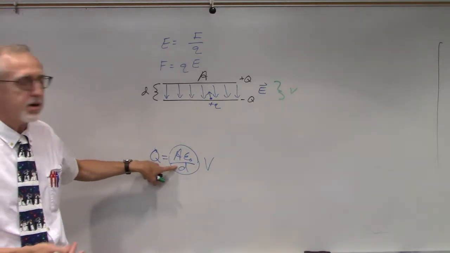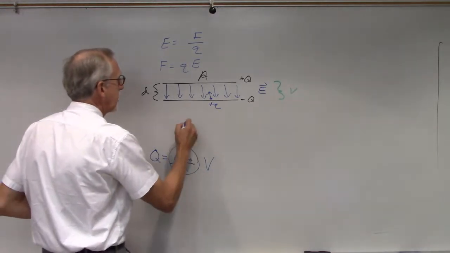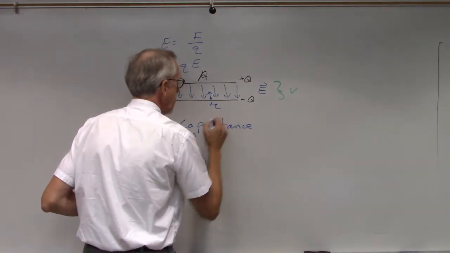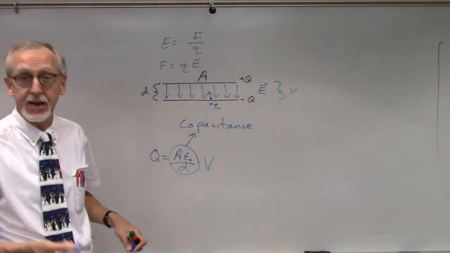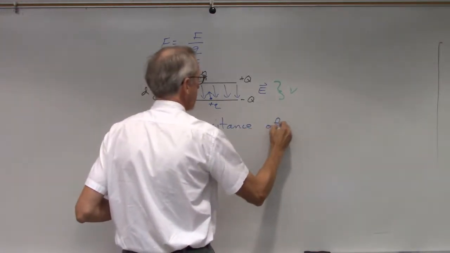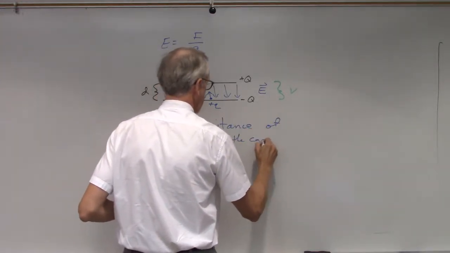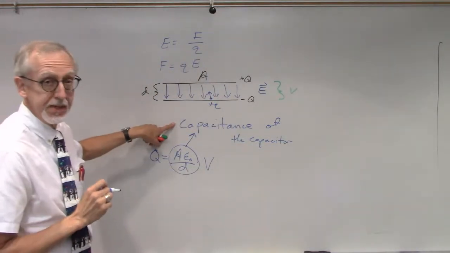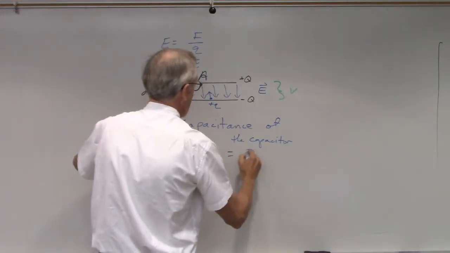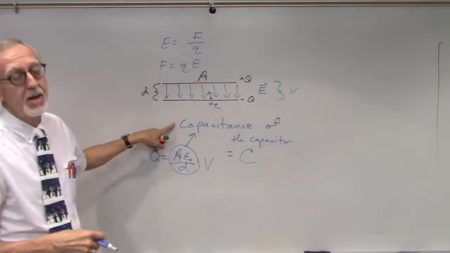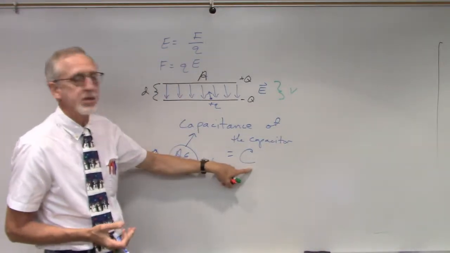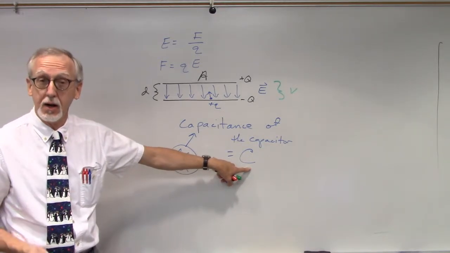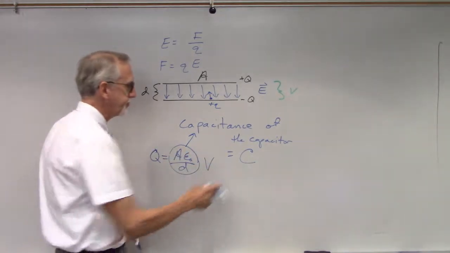This quantity here is what we call the capacitance. The capacitance of the capacitor. And we will label this with a capital letter C. Now, I am sorry, do not confuse the capital letter C for capacitance with the capital C for coulombs.